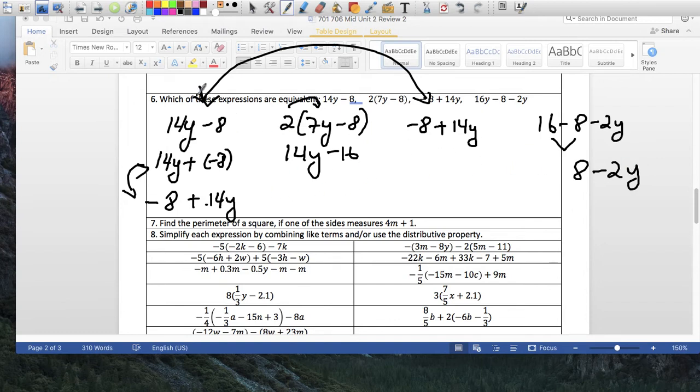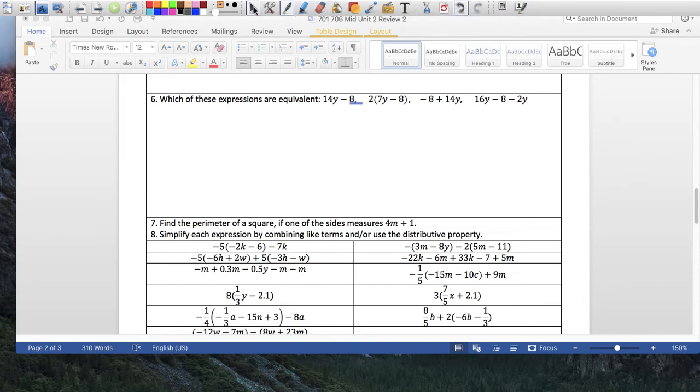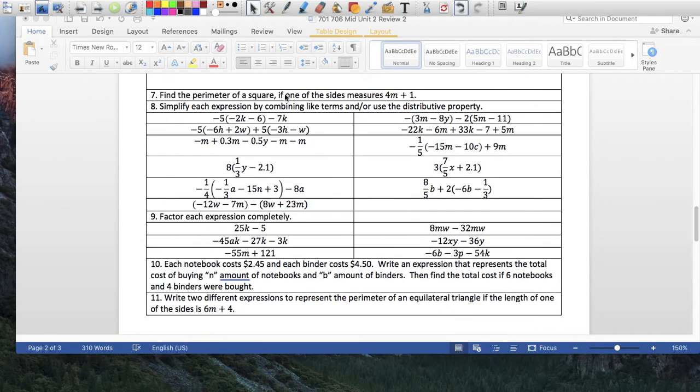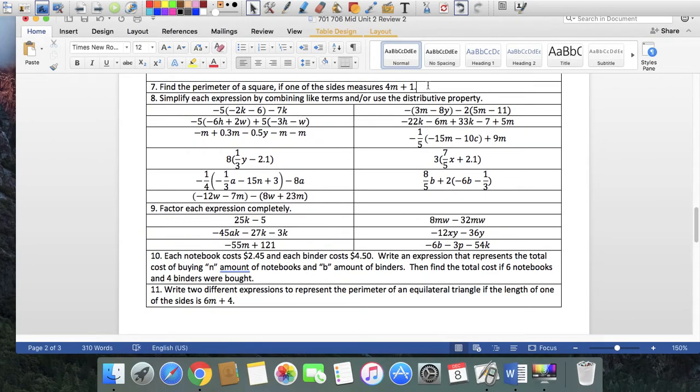So the only two expressions that are equivalent are this one and this one, the first and the third. So make sure you know how to explain this, because you will definitely need to do that and prove why they are equivalent to each other.